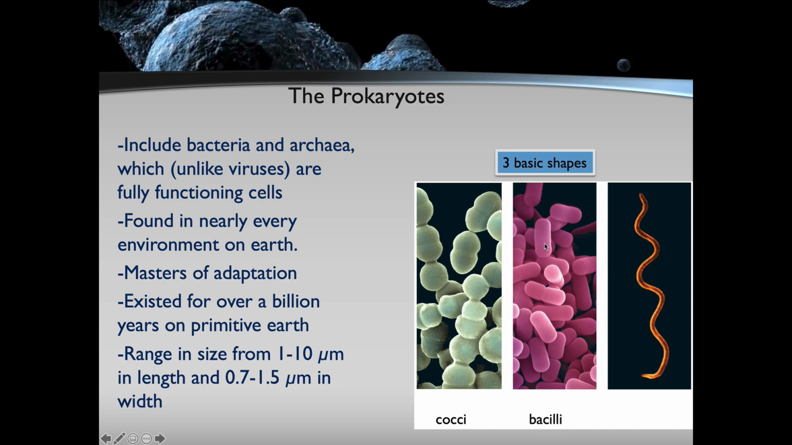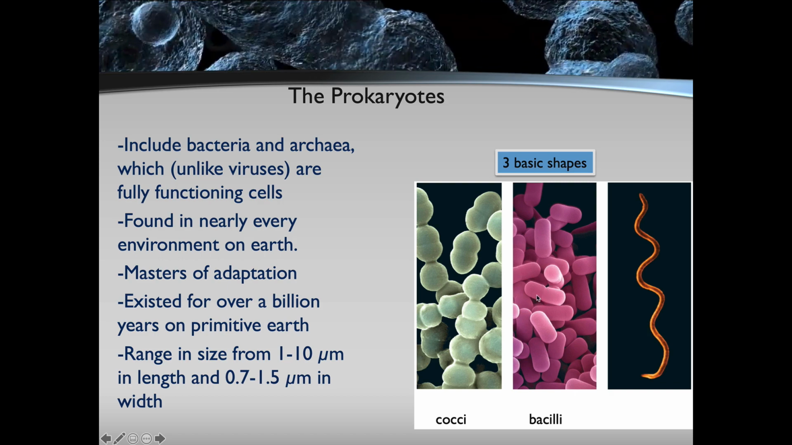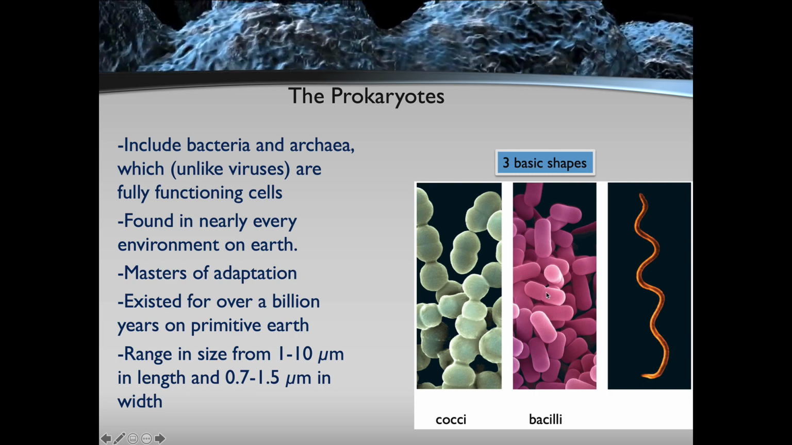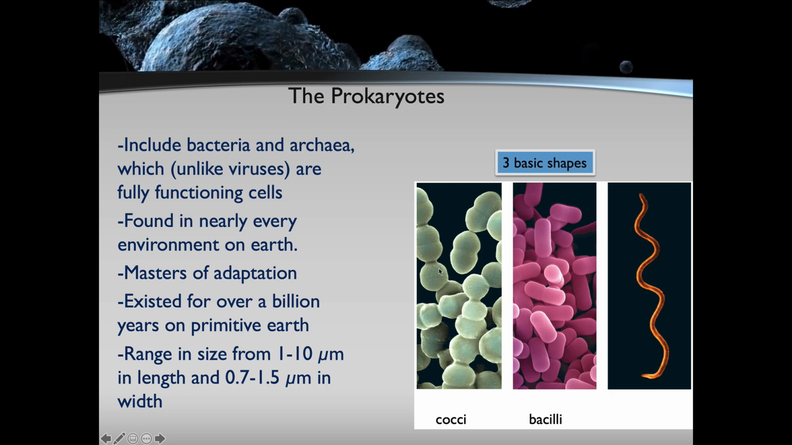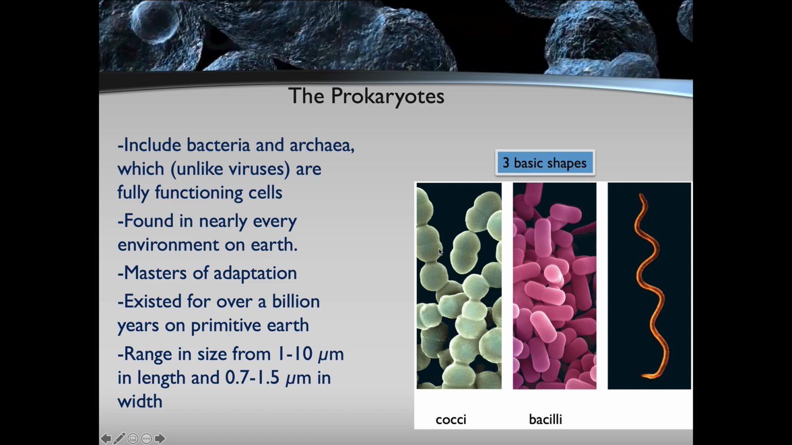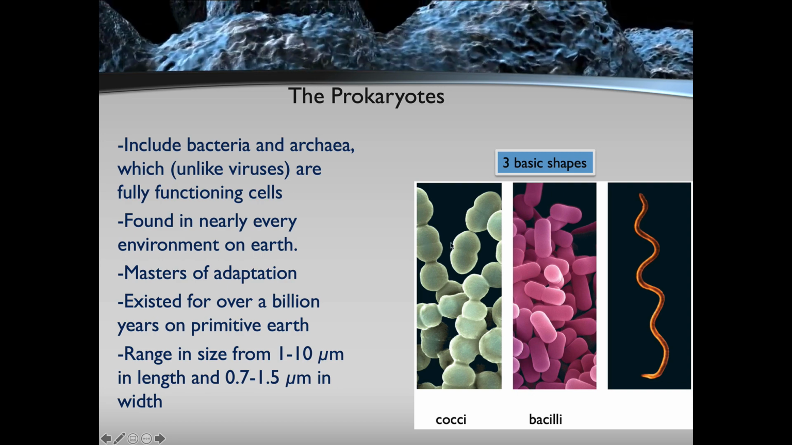Now, if you look at the little seam going down the center, you can see these are actually in division right now. So we have, for example, these two that are going to be separating in just a moment when they pull away from each other. Also, you can see a singular round coccus right here, and here you see a double structure because this one as well is going through cellular division.